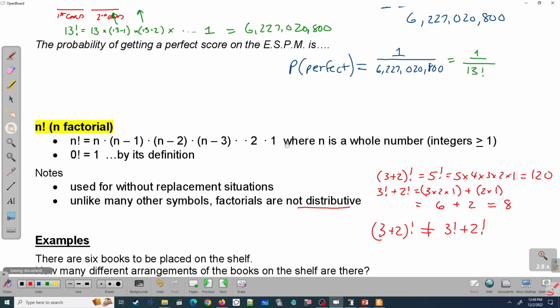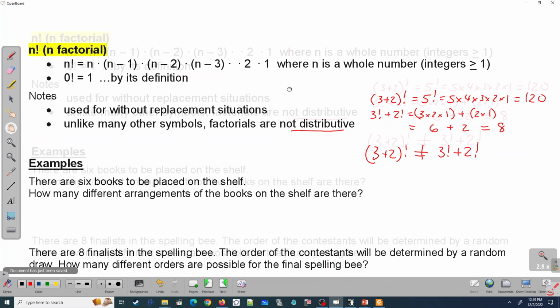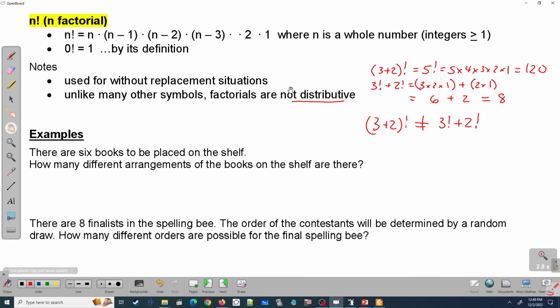Let's go apply factorials to our problems. I have 6 books to be placed on the shelf. How many different arrangements of the books on the shelves are there? Well, instead of drawing blanks, let me draw some books. Book spot number 1, book spot number 2, book spot number 3, there's 4, there's 5, there's 6. They probably don't have gaps between them, but you get the general gist.